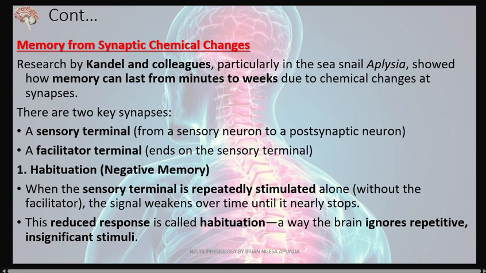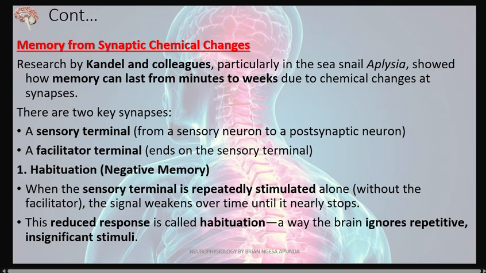Just like what you've suggested, the intermediate memory is only possible because of some synaptic chemical changes. So here are experimental studies. Research by Campbell and colleagues, particularly in the sea snail Aplysia, showed how memory can last from minutes to weeks due to chemical changes at the synapse. There are two key synapses: the sensory terminals, from the sensory neurons to the postsynaptic neurons, and we also have the facilitator terminals.